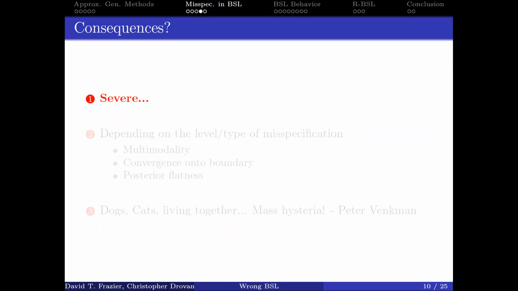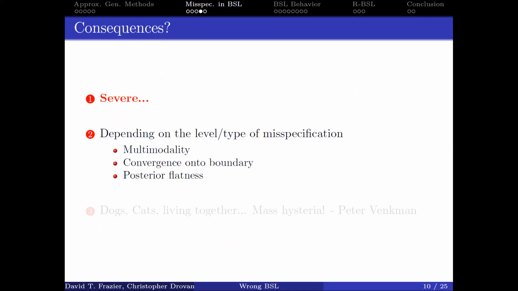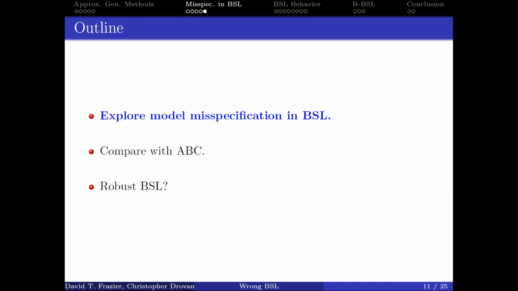So in a sense here, in my opinion, the consequences of misspecification in BSL are severe. Depending on the level and type of misspecification, you can have multimodality, you can have convergence onto a boundary, you can have posterior flatness. Dogs, cats living together, mass hysteria, to quote Peter Venkman from Ghostbusters.